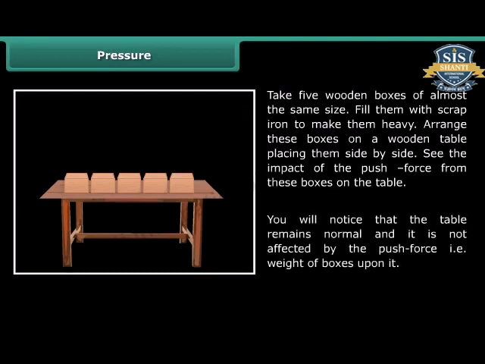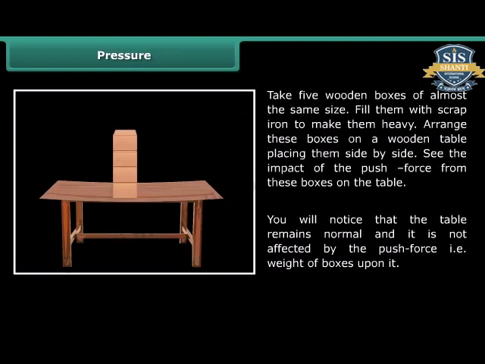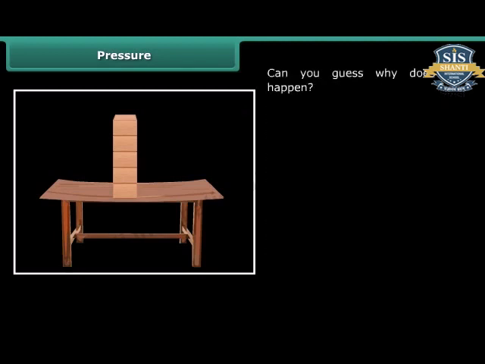You will notice that the table remains normal and it is not affected by the push force, that is, the weight of boxes upon it. Now, rearrange these boxes on the same table, placing them towards the center and one over the other. Now see the impact. In this arrangement, the table either bends or breaks under the weight of boxes. Can you guess why does this happen?